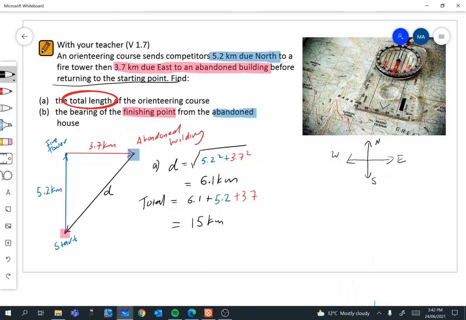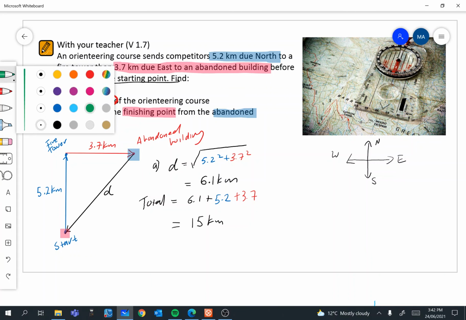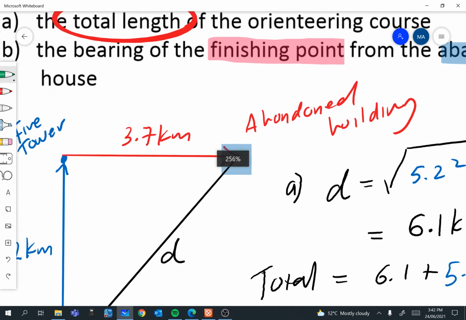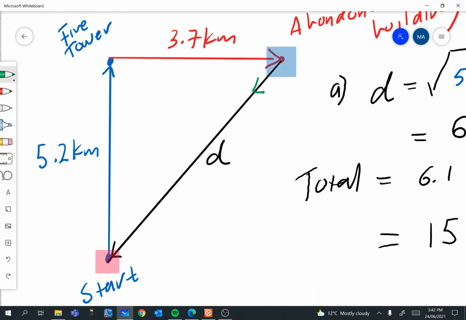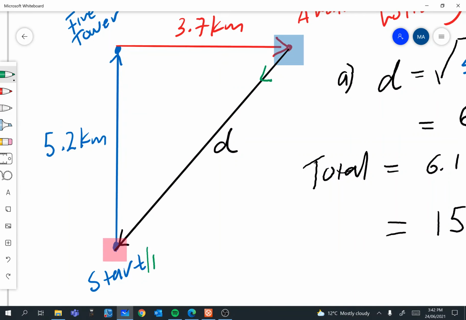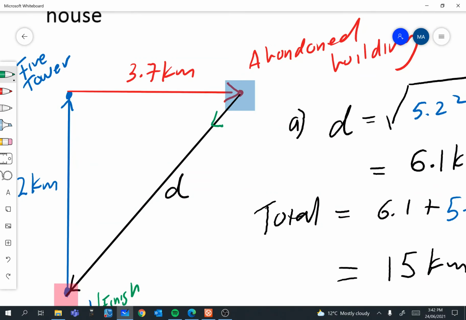So what we need to do is say, okay, if you're standing at the abandoned building, what angle, what bearing do you look back at the start or finish of the course? So when we're doing bearings, that involves angles, so we need to know the angle at this part of the triangle. I'll just call it theta.